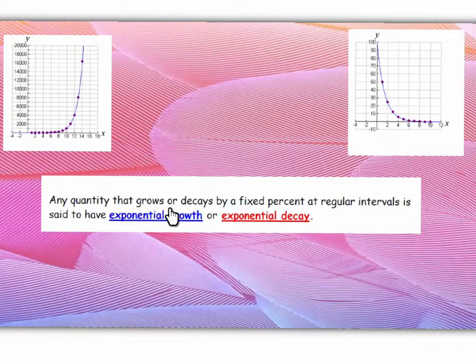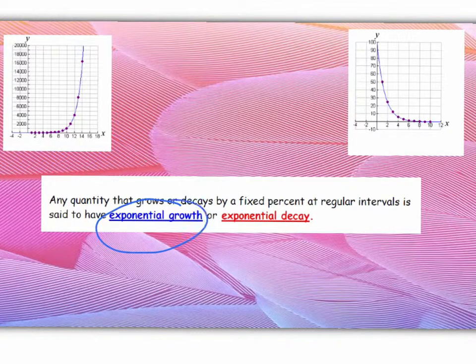Any quantity that grows or decays by a fixed percent at regular intervals is said to have exponential growth or exponential decay. So here are two examples of exponential growth and decay graphs. Here's one and here's the other. Try to guess which one would be growth and which one would be decay.